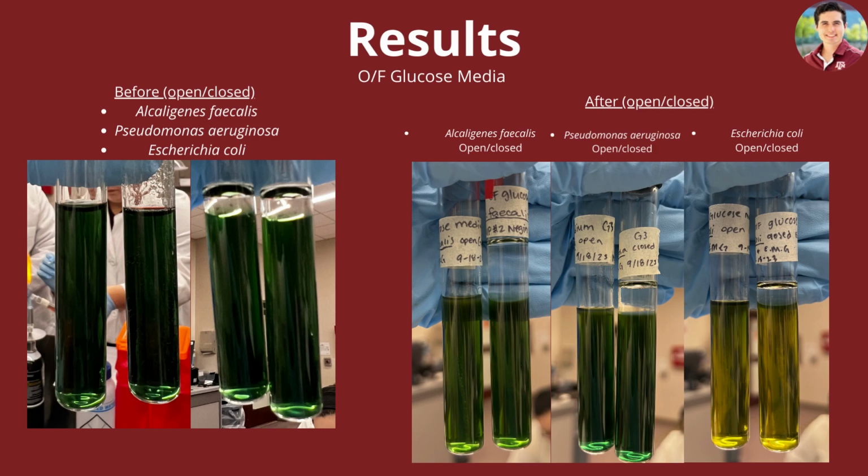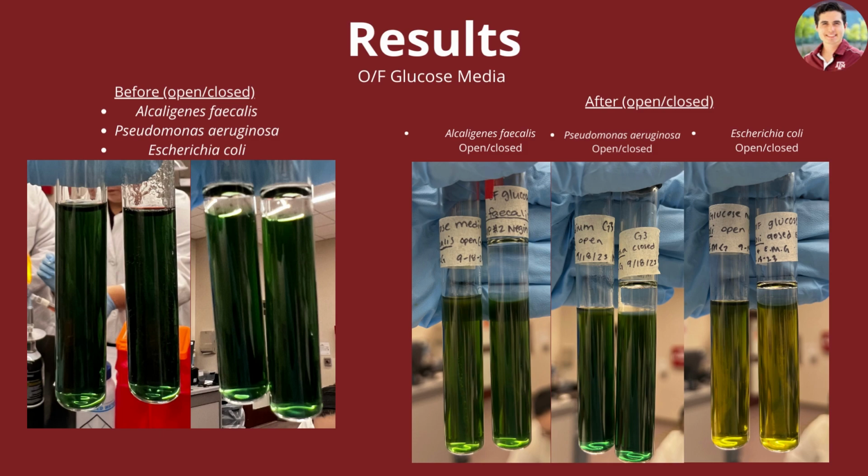The indicator starts as that one on the left, as we can see, a forest green color as a neutral pH, and then it ends as a yellow with low pH and a blue with high pH. And these are results after.